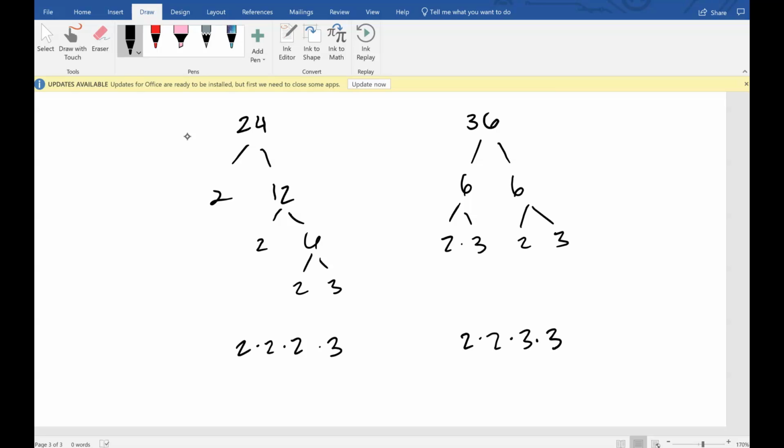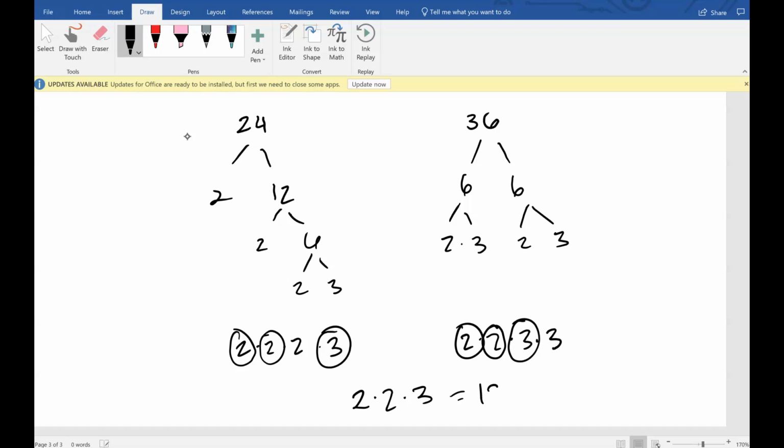Okay, so we are going to circle the ones that appear in both lists. There's a 2, there's another 2, and there's a 3. Okay, now we've run out of common numbers, so we're just going to multiply these three numbers together. 2 times 2 is 4, 4 times 3 is 12. So 12 is our greatest common factor. 12 goes into 24, and 12 goes into 36.